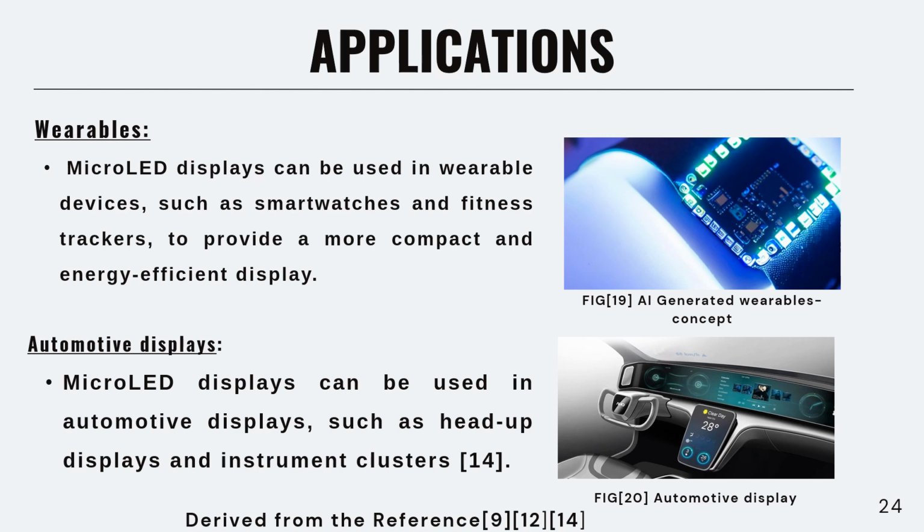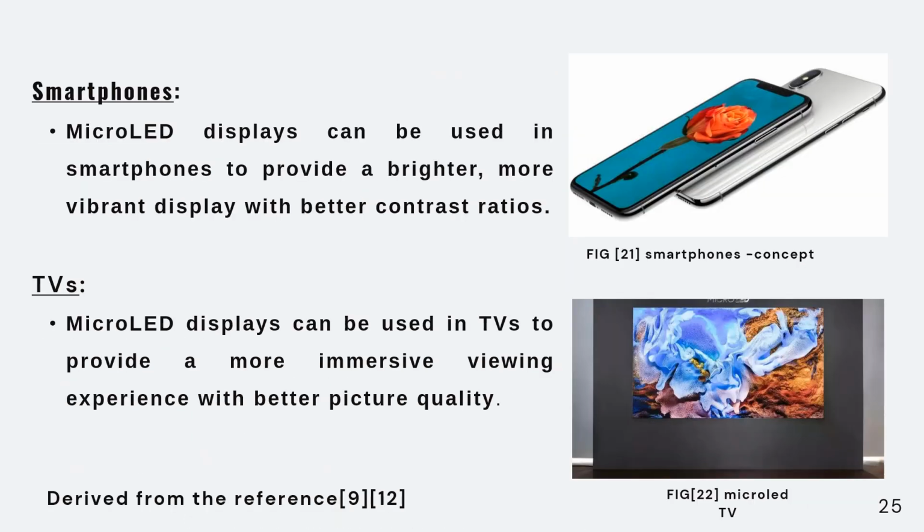Then the second one is automotive display. Micro LED displays can be used in automotive displays such as head-up displays and instrument clusters. Third one is smartphones. The micro LED displays can be used in smartphones to provide brighter and more vibrant displays with better contrast ratios.